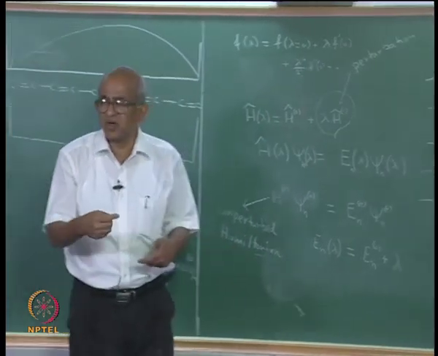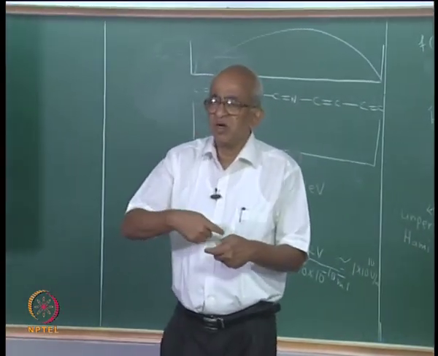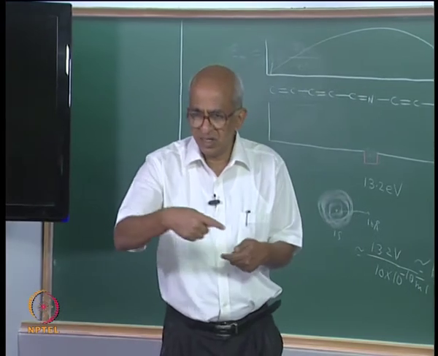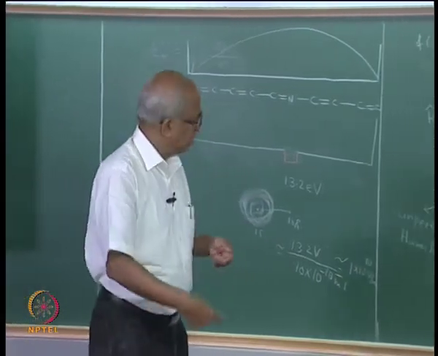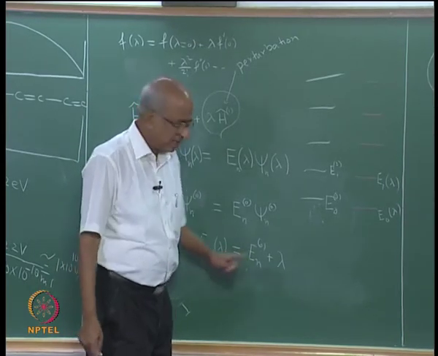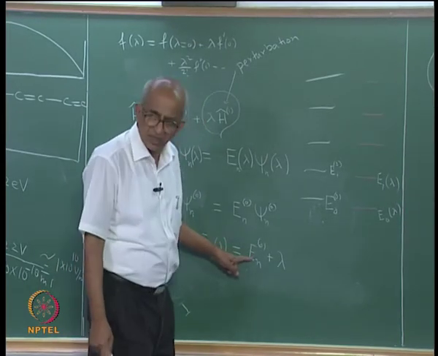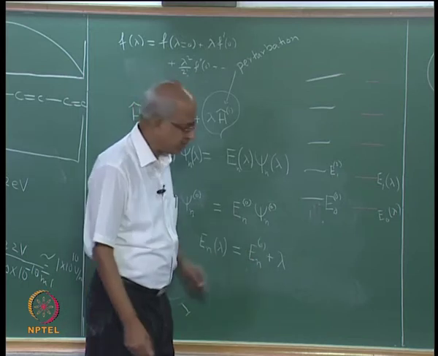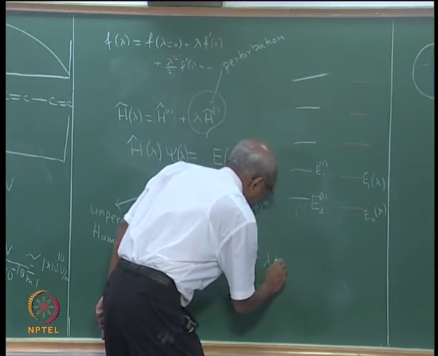So, what is important for us is that it is possible for me to imagine expanding E n lambda as a series in lambda, and the first term, the unperturbed term, will be E n 0 and the next term will be lambda times E n 1.